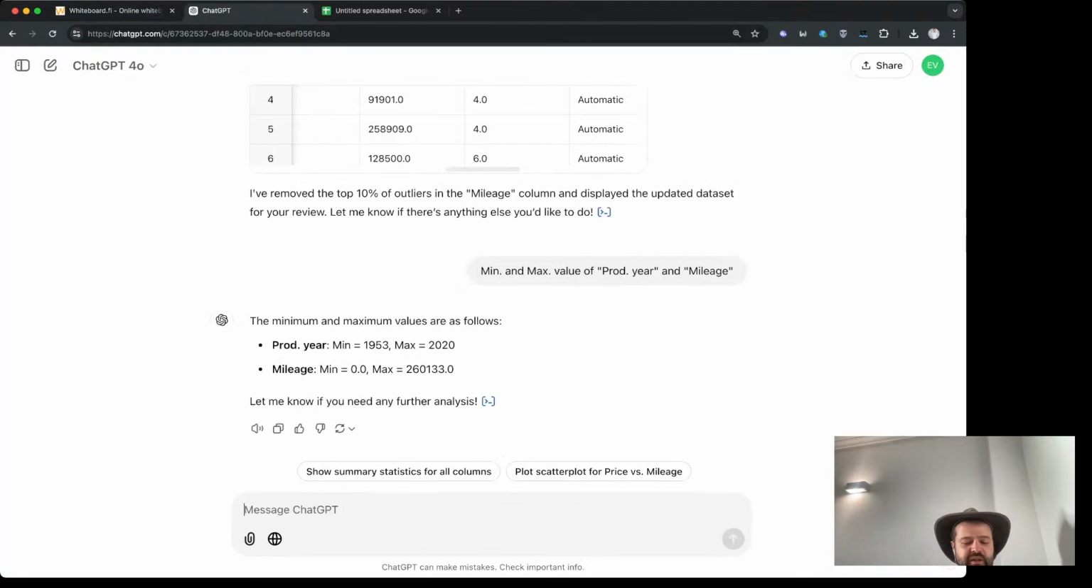But if you are a human person, you understand that the range 1953 to 2020 is very understandable for you. And the range for the car driven, 0 kilometers and 260 kilometers, 1060 kilometers, is also understandable. But for the AI models, this is a very bad situation, because how to explain it better?